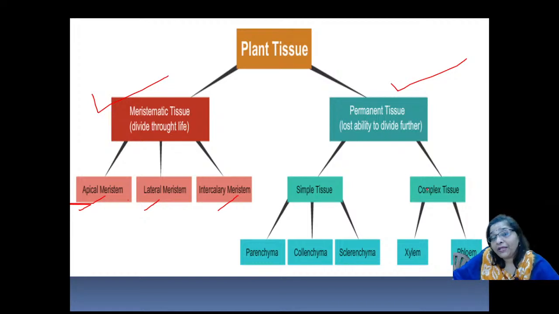Whereas the complex permanent tissues are basically of two types: the xylem and the phloem. Both of them are simply termed as vascular tissues, as they form the conducting systems of the plant. Now, xylem are the water conducting tissues. The xylem is made up of 4 different types of tissues. That is why they are called complex tissues. Let us see which are those.